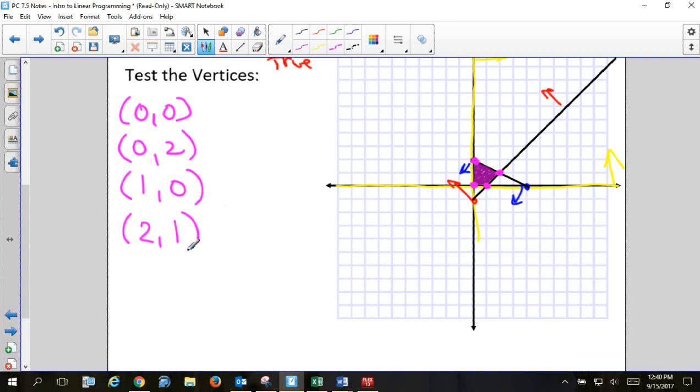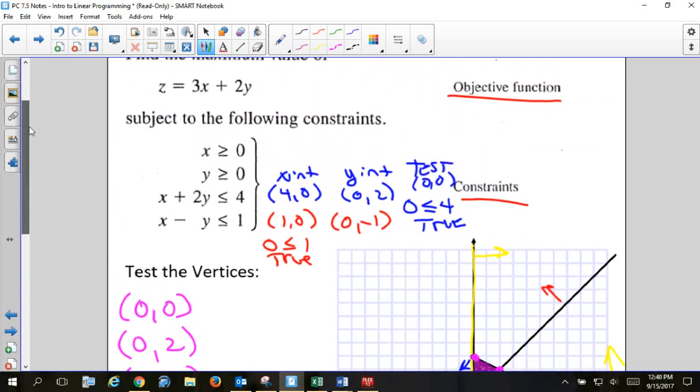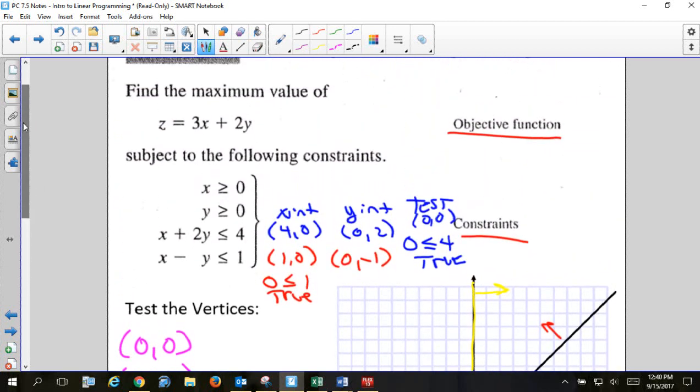And when we test the vertices, you're just taking the vertices and plugging them into the objective function. And for this particular one, it's asking for the maximum value, but I know in your homework it asks for maximum and minimum, so you'll have to find 2 answers. For this one, we're just doing maximum.